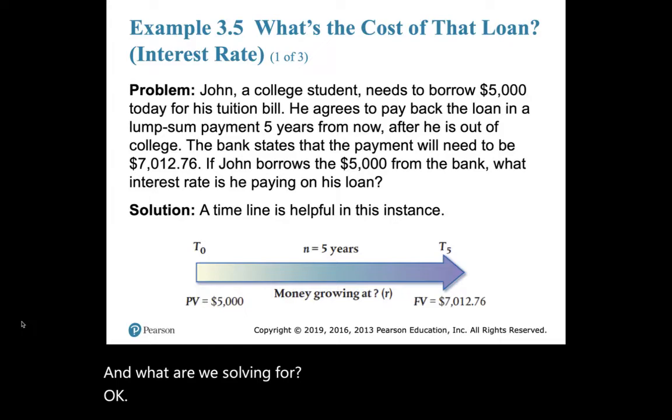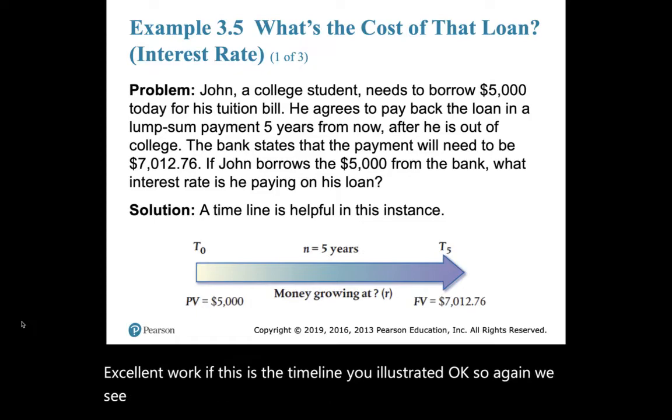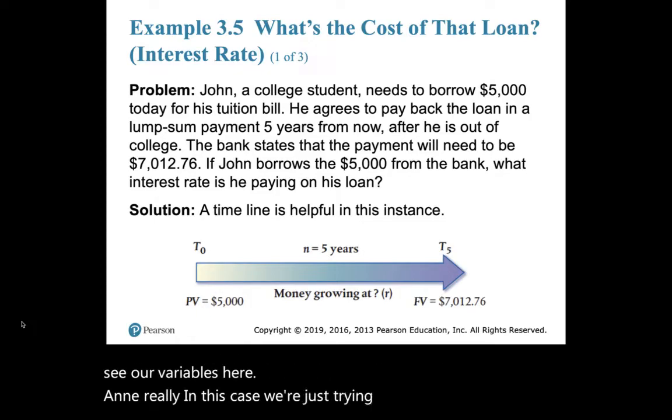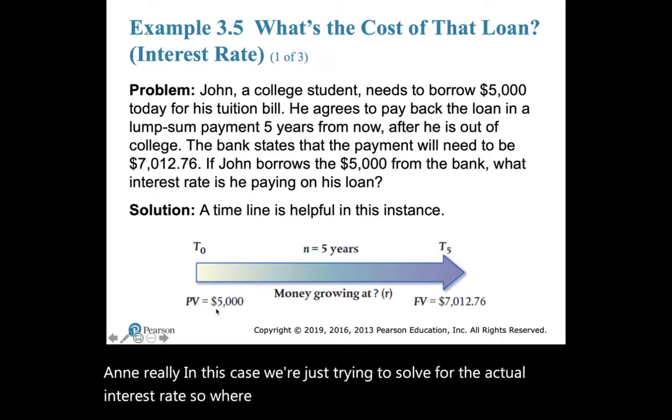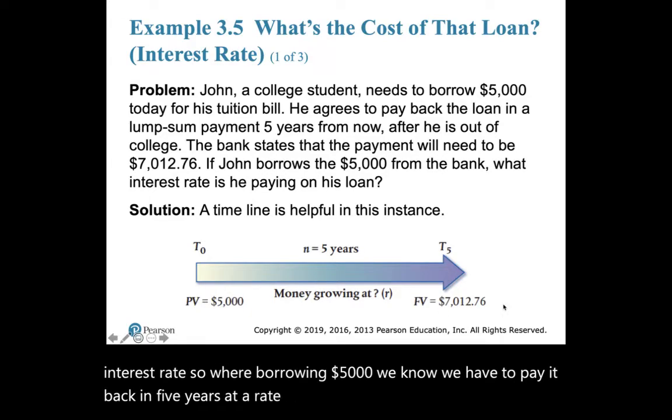Excellent work if this is the timeline you illustrated. Okay, so again, we see our variables here. And really, in this case, we're just trying to solve for the actual interest rate. So we're borrowing $5,000. We know we have to pay it back in 5 years at $7,000 just over. So we want to know what interest rate are we paying.